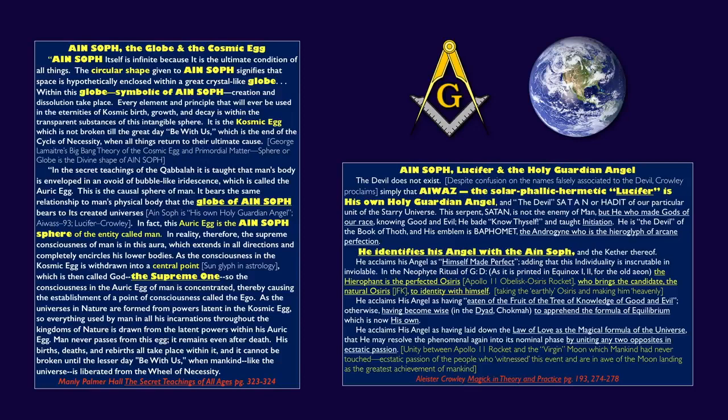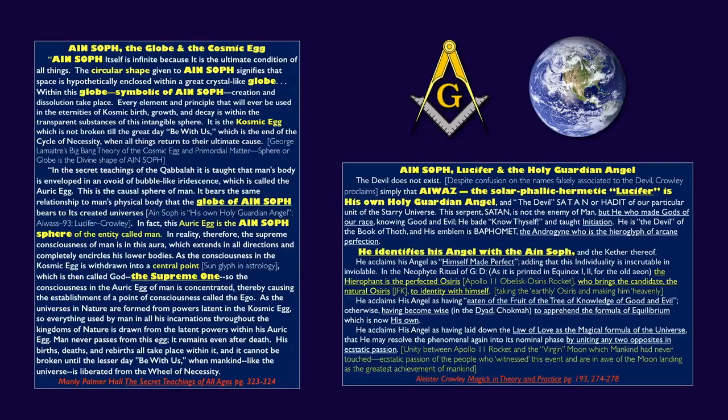So this globe of Ein Sof has something to do with this auric egg and this sphere of the entity called man. This has to do with the central point at the beginning, or the middle point of the sun glyph in astrology. That's the center point, and it manifests infinite points on a sphere from the center. It just represents the supreme deity. So an illuminated spherical divine earth is representative of the supreme Ein Sof in Kabbalah.